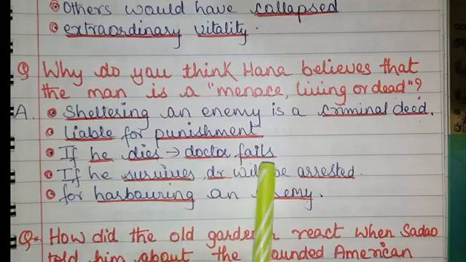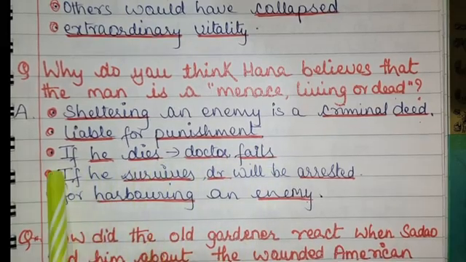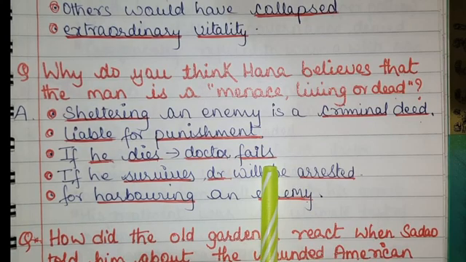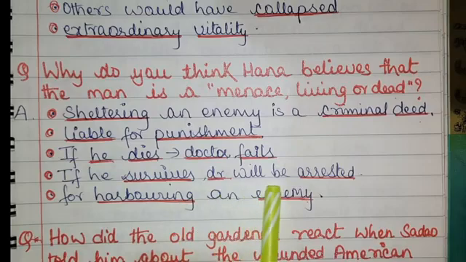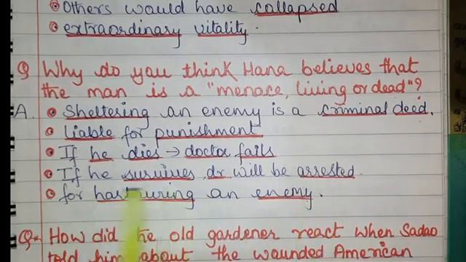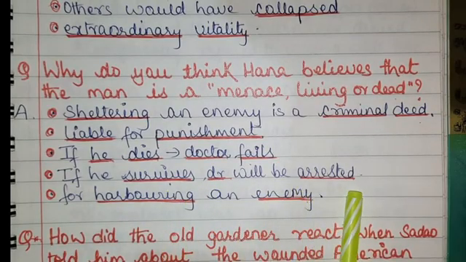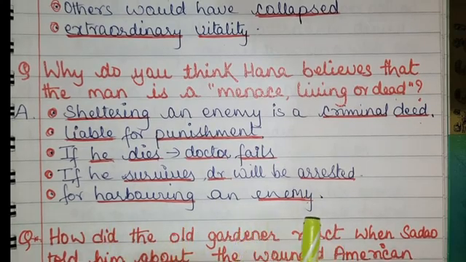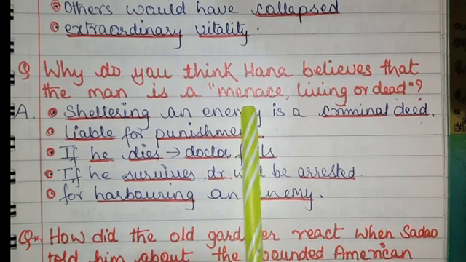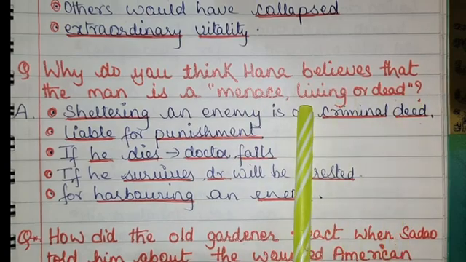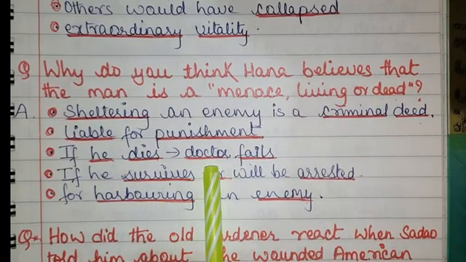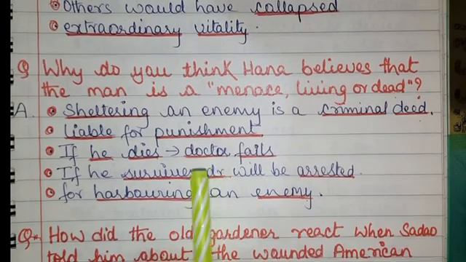If he dies, the doctor fails. If the injured prisoner dies, then the doctor will fail, as his duty is to save any patient. But if he survives, the doctor will be arrested. Hannah thought that if the prisoner survives, then the doctor will be arrested, because people will report him to the authority and they will be arrested for harboring an enemy, keeping him inside the house. That is why she said it is a menace, living or dead. Even if he lives, he will create problems, and if he is dead, then also it will create problems for her husband, because he will be failing as a doctor.